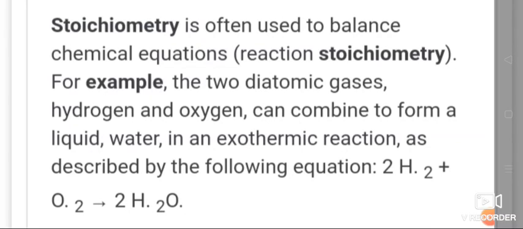How will you say it in number of particles? You know that 1 mole of any substance is equal to 6.022 × 10^23 molecules. So 2 into 6.022 × 10^23 molecules of hydrogen react with 6.022 × 10^23 particles of oxygen to give 2 into 6.022 × 10^23 particles of water. So this is the way we have to read the stoichiometric equation.